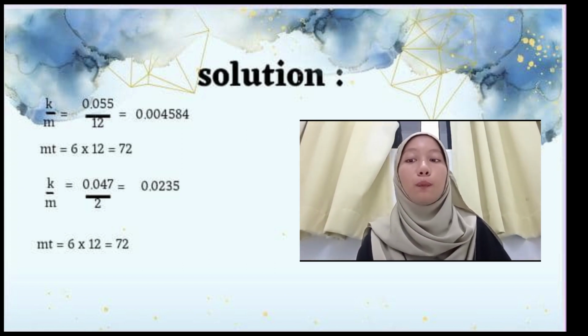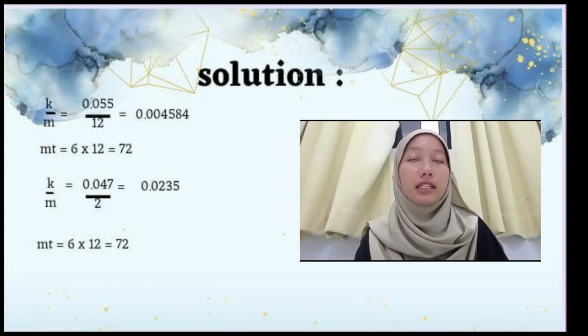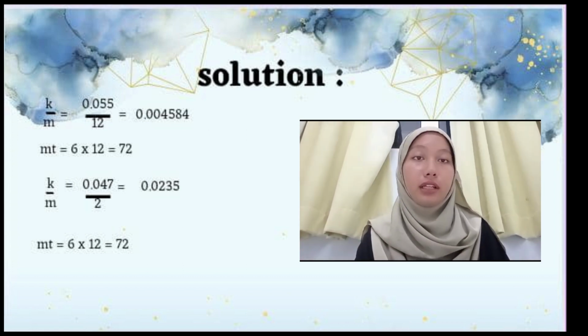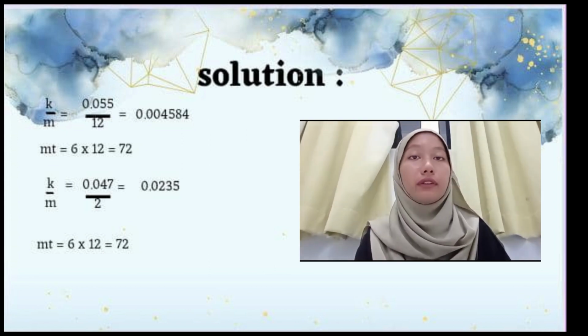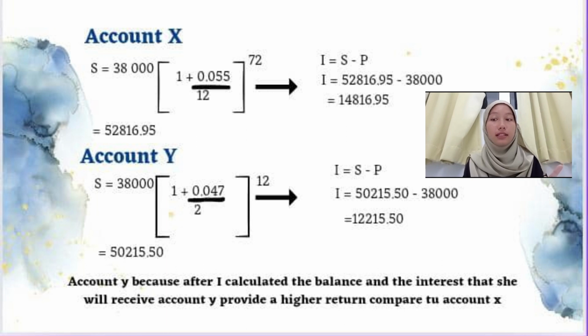And then you will get 0.0235. For the MT, 6 multiplied by 2. Why? Because, like I said, it's compounded semi-annually. So you will get a total of 12. Calculate the final balance for account X and account Y.